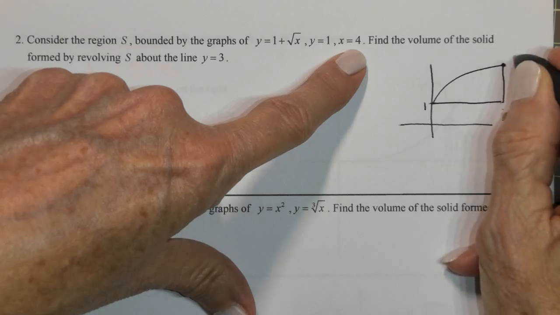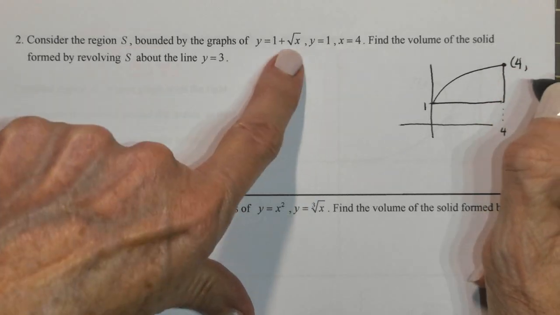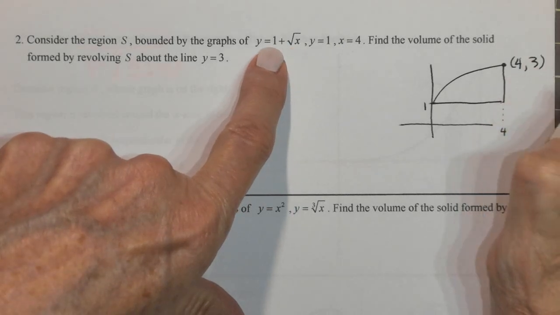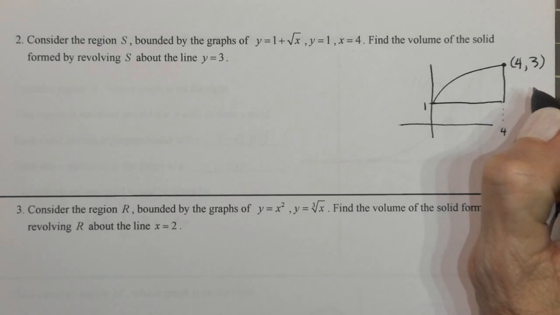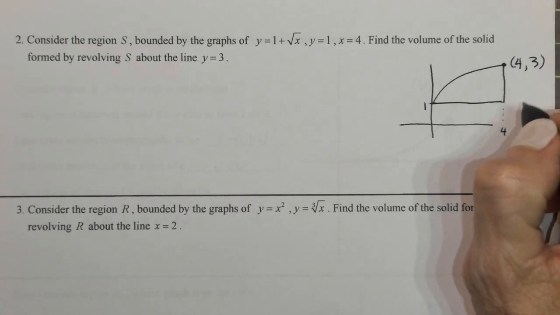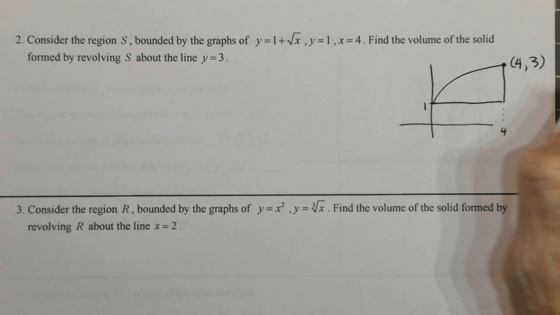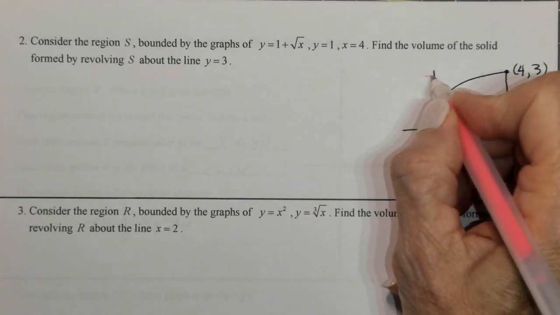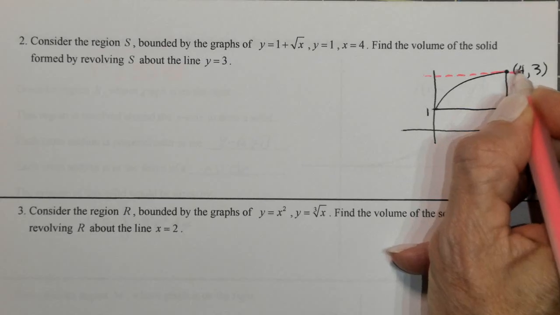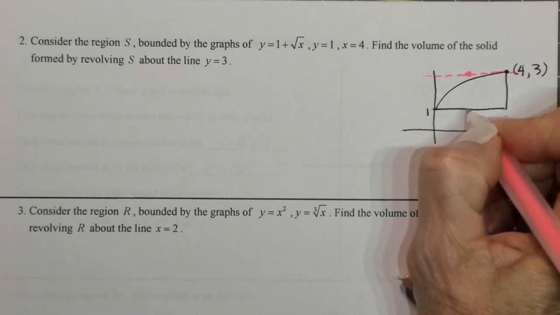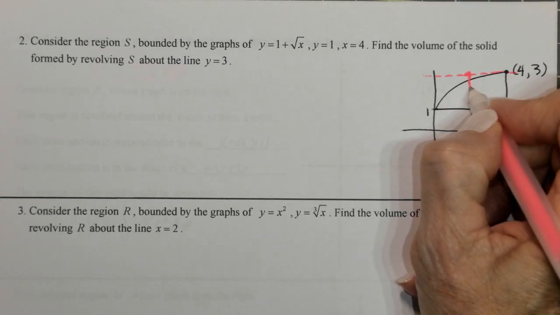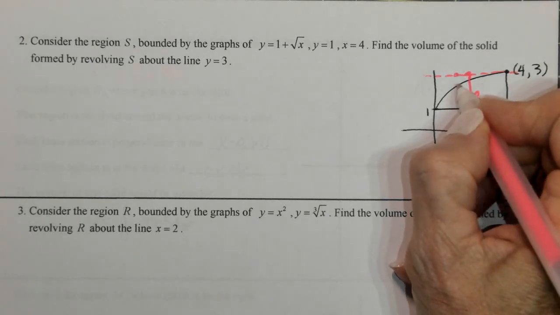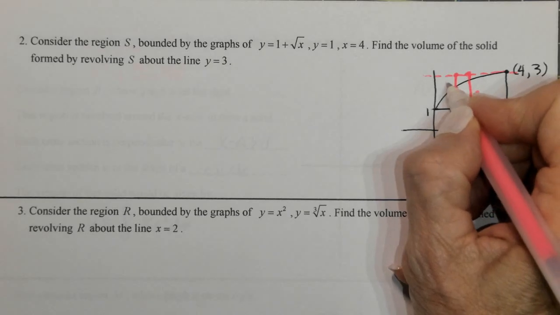So this point right here is the point 4. If I put 4 in for x, I'll get 3 for y. Let's find the volume when we revolve this around the line y equals 3. So y equals 3 would be right up here. From the axis of revolution to the far side of your region is big R. From the axis of revolution to the close side of your region is little r.